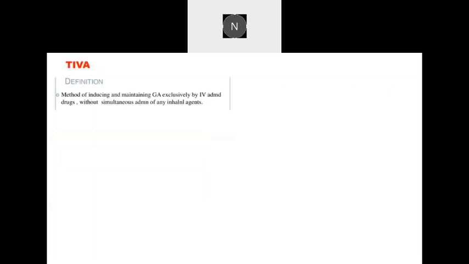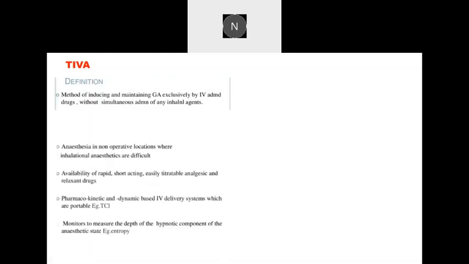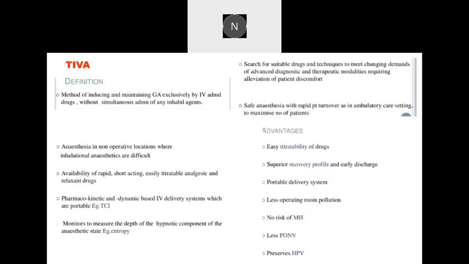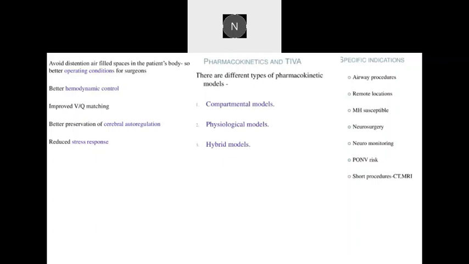Coming to TIVA, definition: method of inducing and maintaining anesthesia exclusively by IV administration of drugs without inhalational agents, and anesthesia for non-operative locations. Indications, all these things I will not go through. Under the advantages: ETT tightness, superior recovery profile, less operating room pollution, no risk of MH, less postoperative nausea and vomiting, the hypoxic pulmonary vasoconstrictor reflex is preserved, better hemodynamic control. And pharmacokinetics: the compartment models, physiological models, and hybrid models are there.